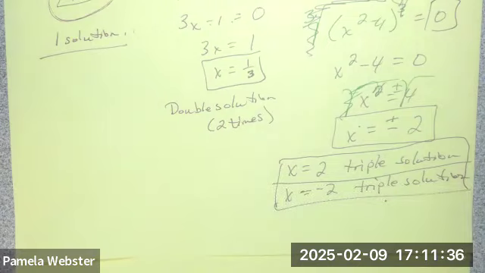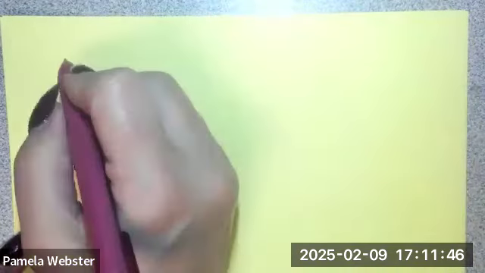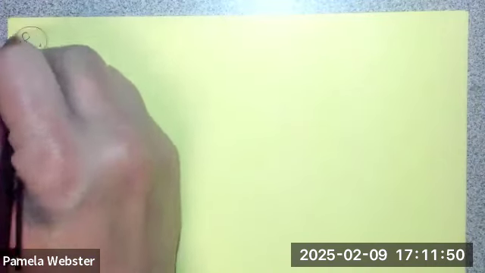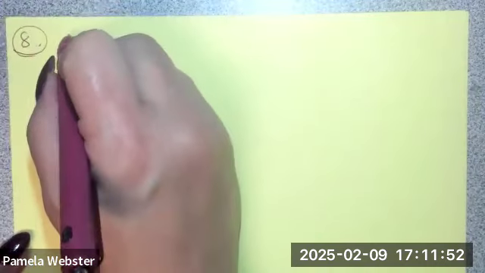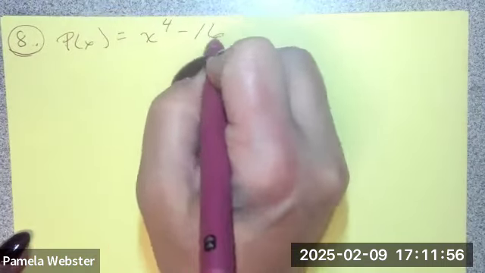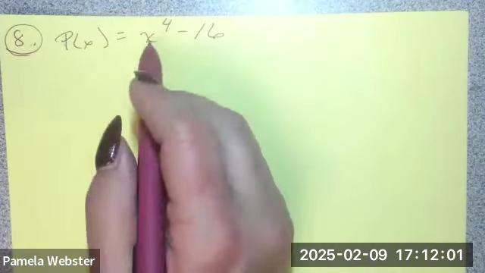All right. I think there's one more that's similar to this, but maybe it's just kind of about polynomials and stuff. But maybe it's just a little bit of a reminder. So here we go. 8 says, for the polynomial function p of x equals x to the fourth minus 16, determine the degree. Okay, what is it?